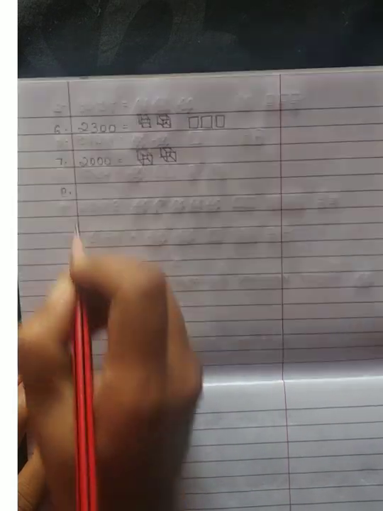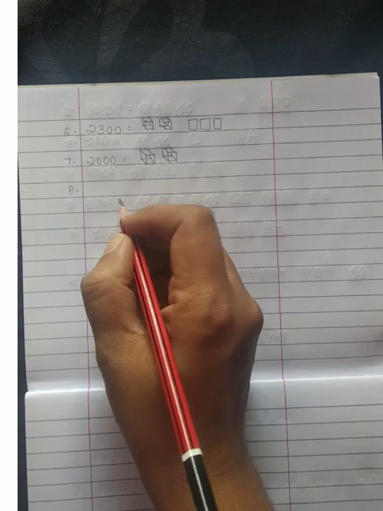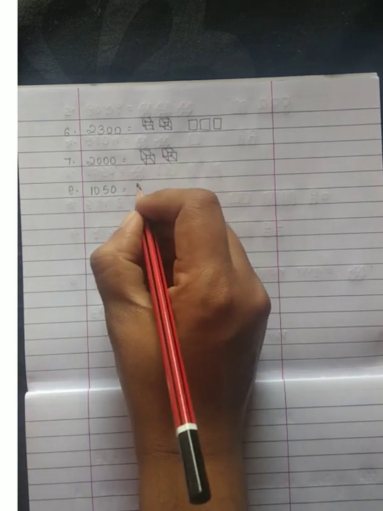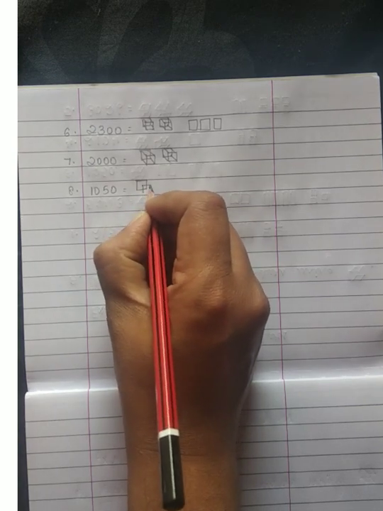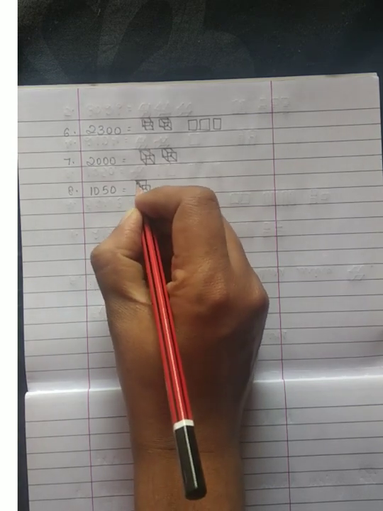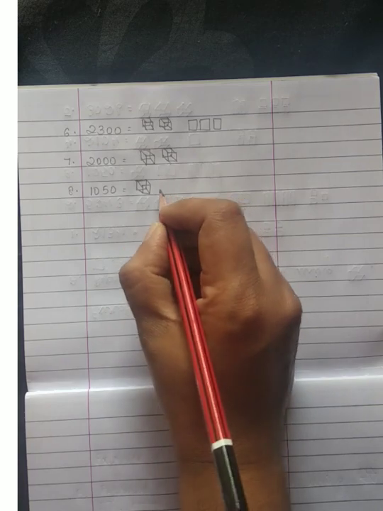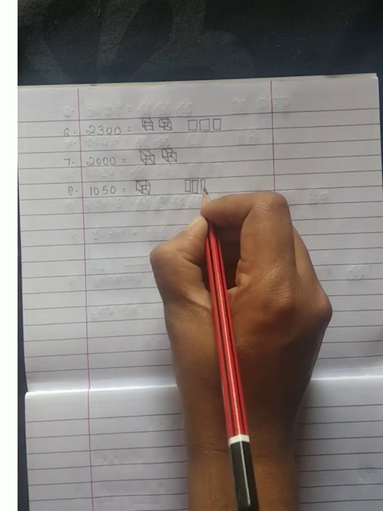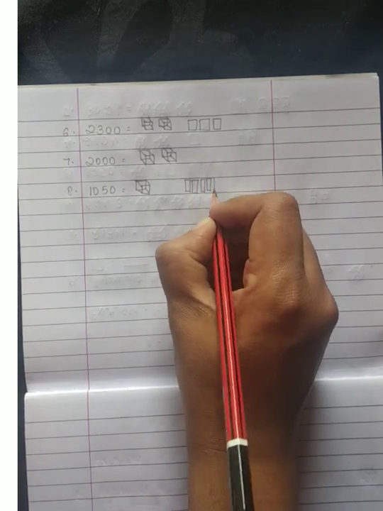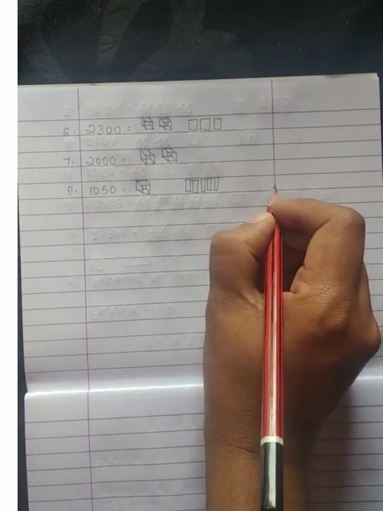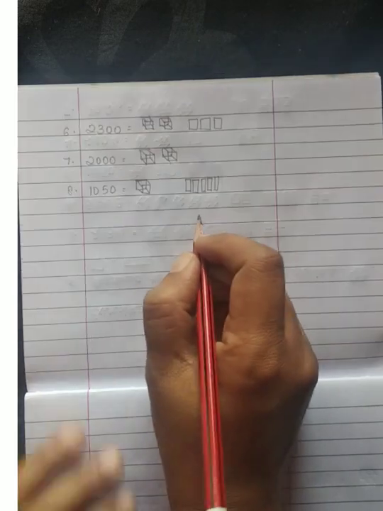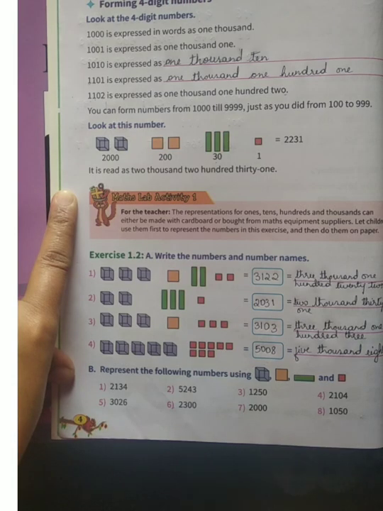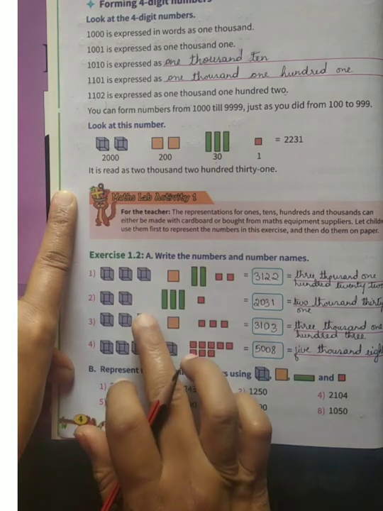The eighth one, 1050. 1 cuboid and no hundreds, 5 tens and 0 ones. So we have finished this main. Let us see the textbook now. So by this we have finished both the mains.